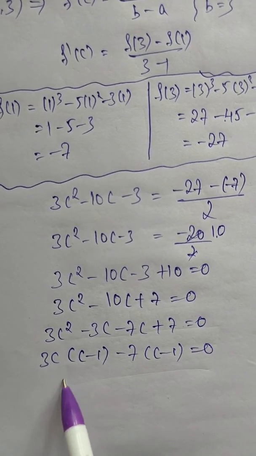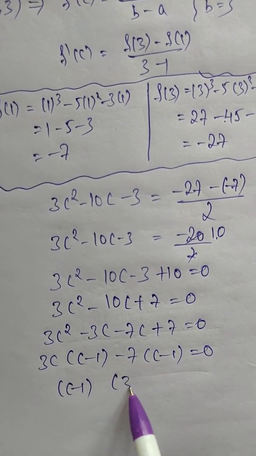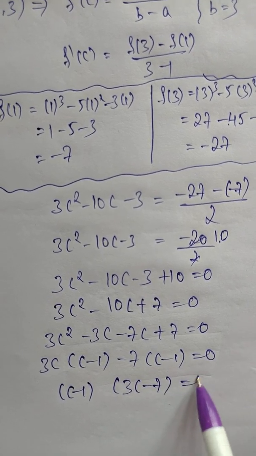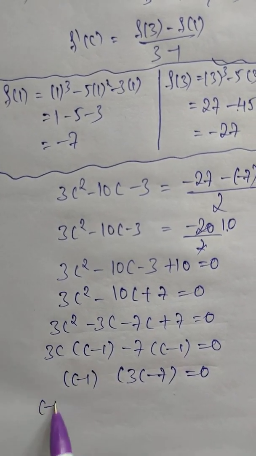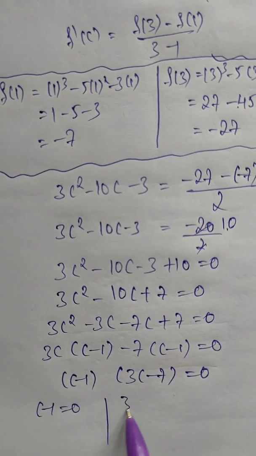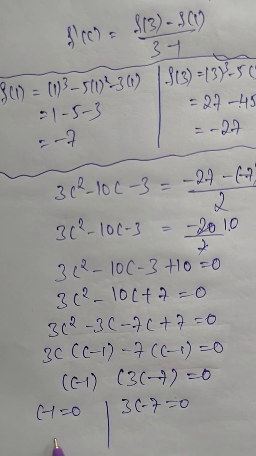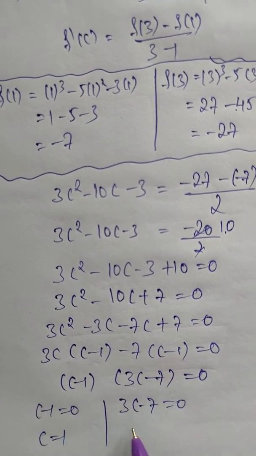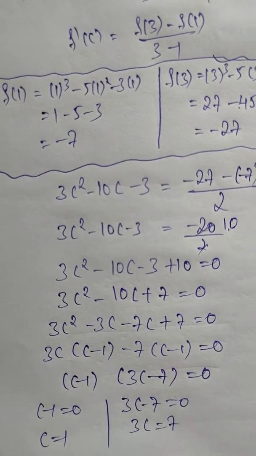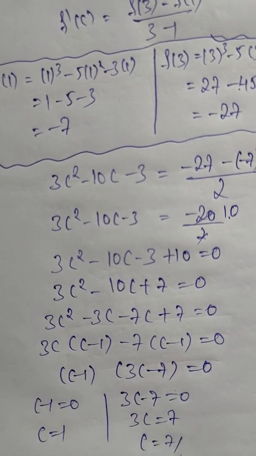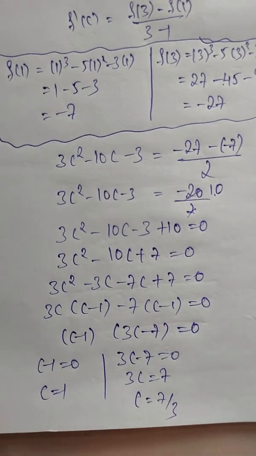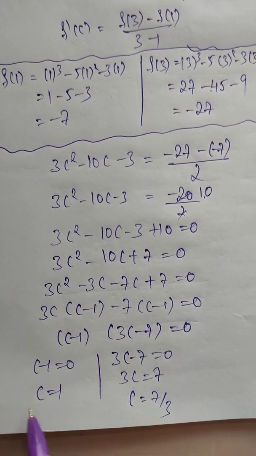You want to write like this: c minus 1 into 3c minus 7 is equal to 0. Means c minus 1 is equal to 0 or 3c minus 7 is equal to 0. Means c is equal to 1 or 3c is equal to 7, or c is equal to 7 by 3. Now we have totally two values. So c is equal to 1.